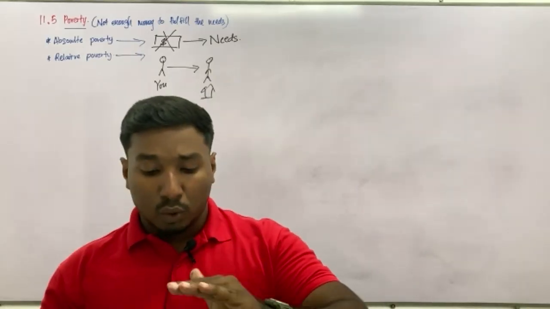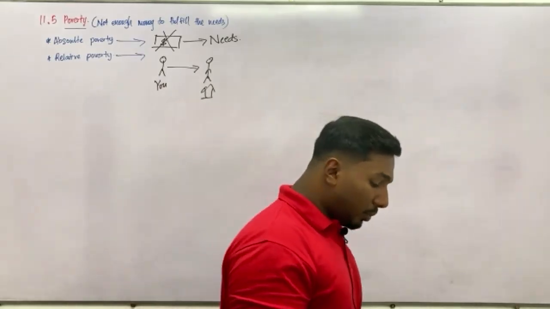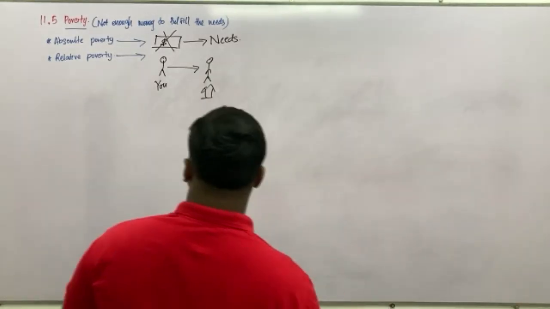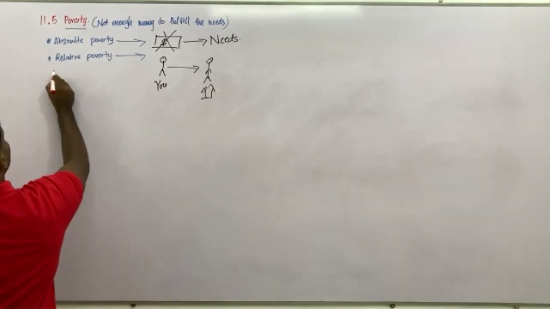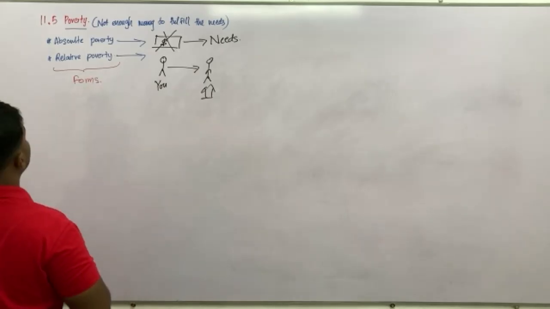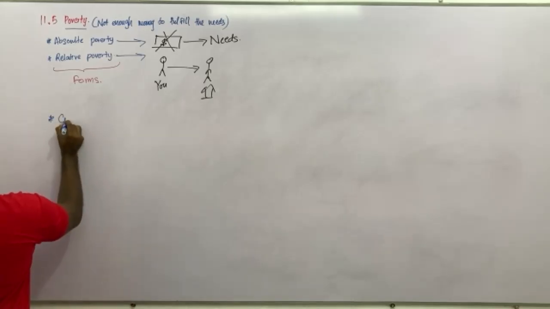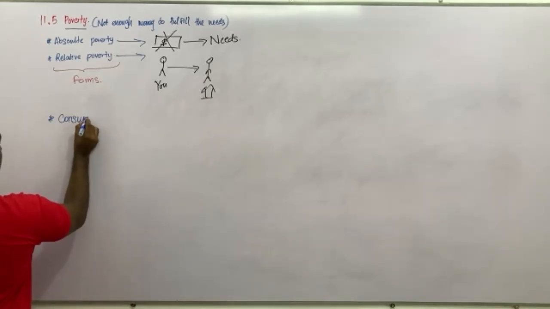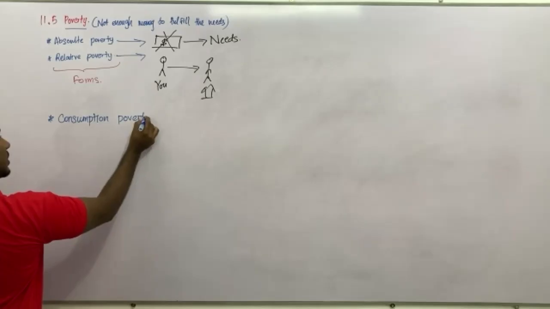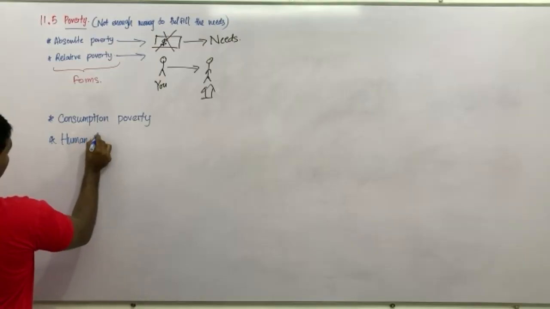Next one, two natures of poverty. Consumption poverty and human poverty. So actually, these are two forms. Next, we look at the two natures. First one is consumption poverty. Second one is human poverty.